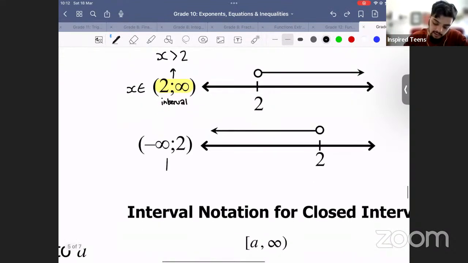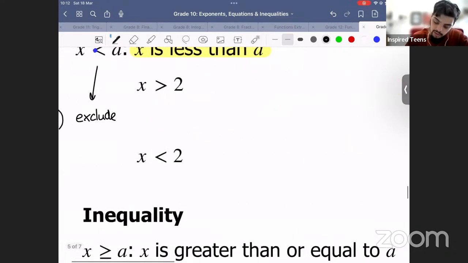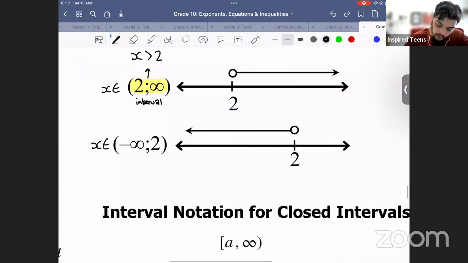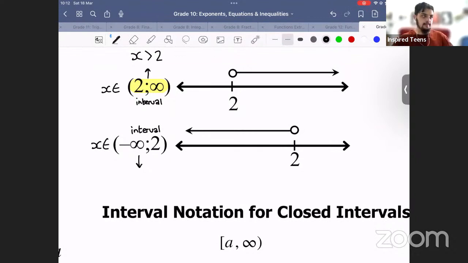Okay, what about this here? This is the interval form. X is an element of negative infinity to 2. How would this be expressed in inequalities? If we start at negative infinity and we end at 2, how would that be expressed in terms of the inequalities? Okay, x is less than 2, very good.